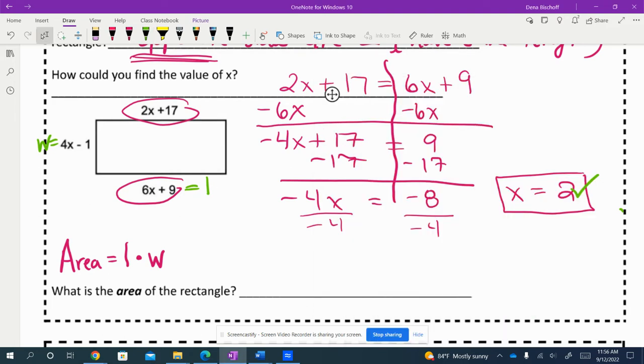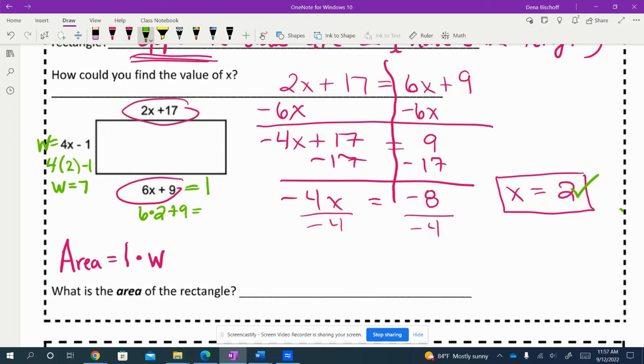Got it. It's gone. Okay, so what if I let x equal 2? This gives me 4 times 2 minus 1. What is 4 times 2 minus 1? 7. So my width equals 7. Let's find my length. Naya, what am I going to do to find my length? Okay. So to find the length, I'm going to take 6 times 2. Good job. Plus 9.